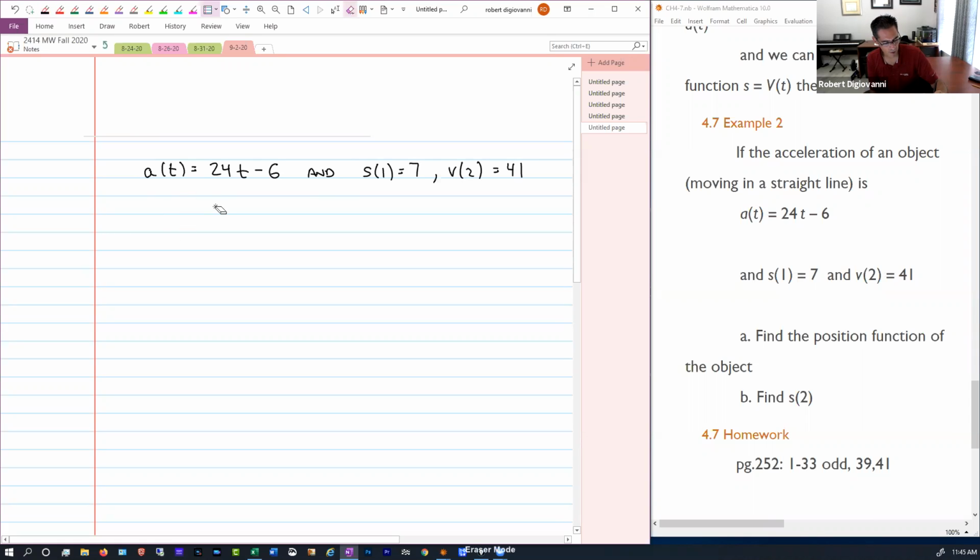I'm not going to write it down. You can see it there. So the first one is to find the position function for the object. All right, first things first. We start with the acceleration. Let's get back to velocity. So if I want to know what the velocity function is, what I need to do is take the antiderivative of that. So here we go.